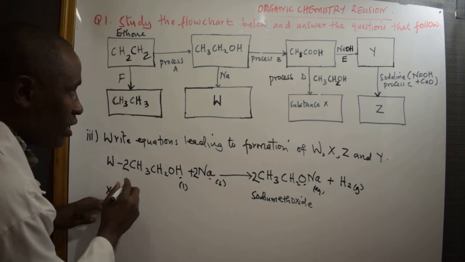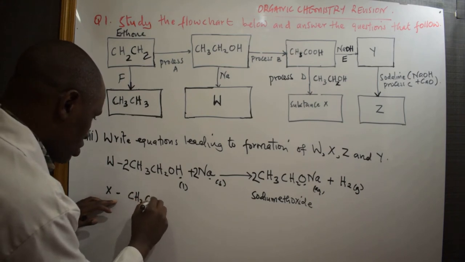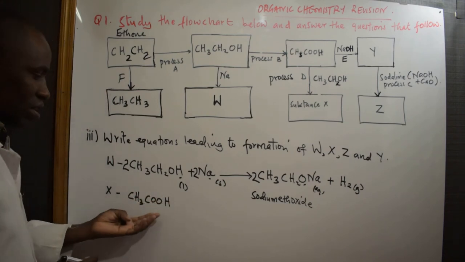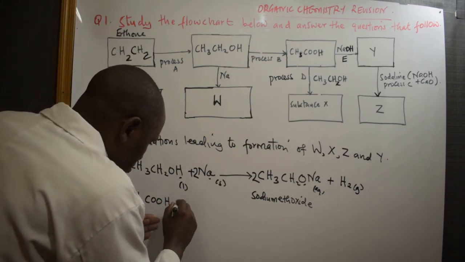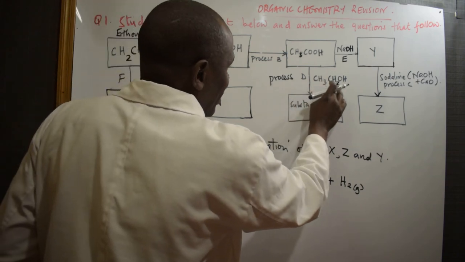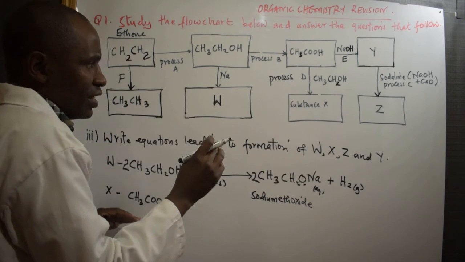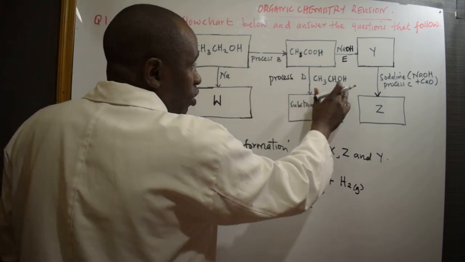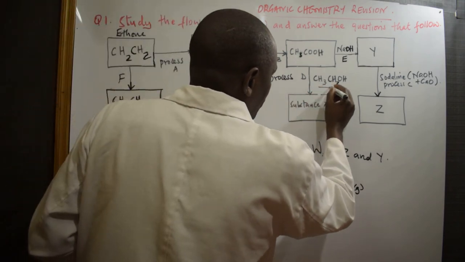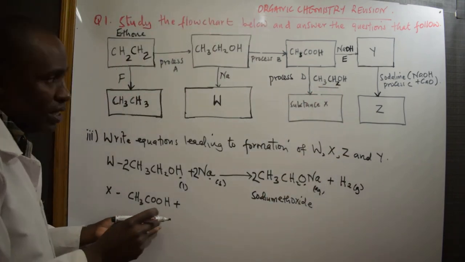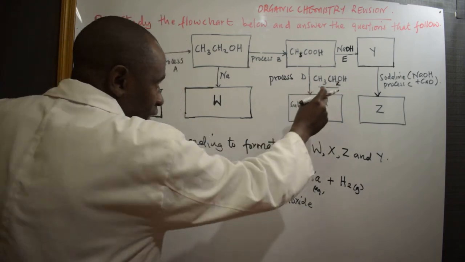So I'm going to have my ethanoic acid, CH3COOH. This is ethanoic acid. And I'm going to have my ethanol. Now, what we just said here is that the hydrogen and the OH are reacting. So I'm going to rearrange this formula here so that the OH appears on this side. Therefore, I'm going to rearrange it so that I start with the OH.